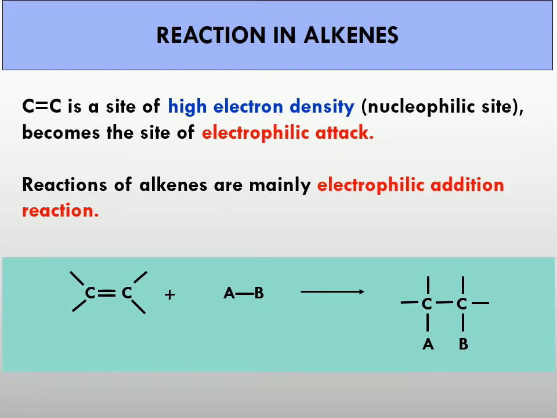So the reaction in alkenes is mainly electrophilic addition. This is due to the carbon-carbon double bond, which has a high electron density. So we call it a nucleophilic site, and it will tend to react with an electrophile. So what happens is, when an addition reaction happens, the pi bond of the double bond is broken and 2 single bonds are formed. So only one product will be obtained at the end of the reaction, and the product obtained is a saturated organic compound. So the A and B electrophile is added to the carbon-carbon double bond.